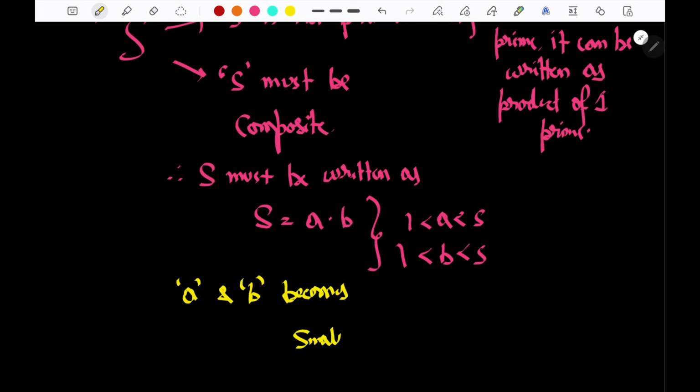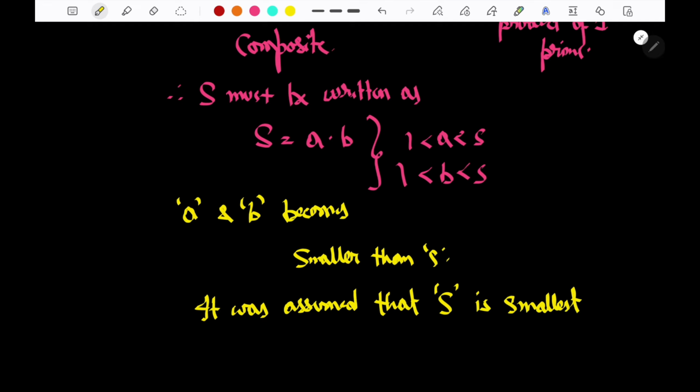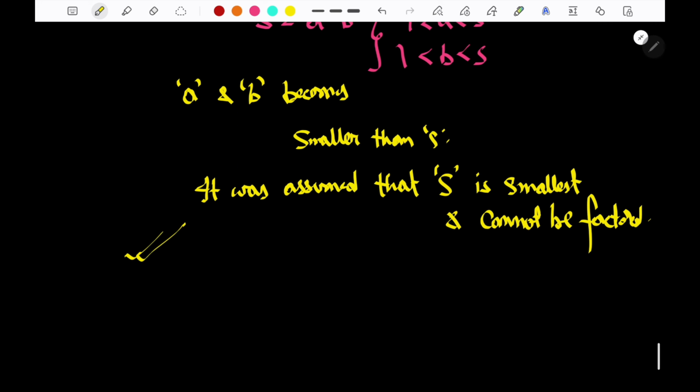Yes, it becomes smaller than s. So is this true or not? No, it is not true. Why? Because it was assumed that s is the smallest that cannot be factored. So it means the first part is proved, the existence is proved. Now we will talk of uniqueness.